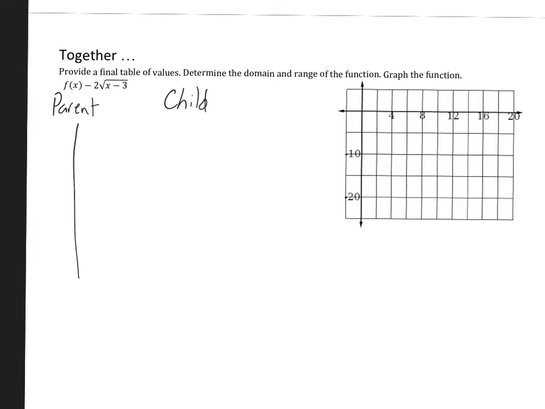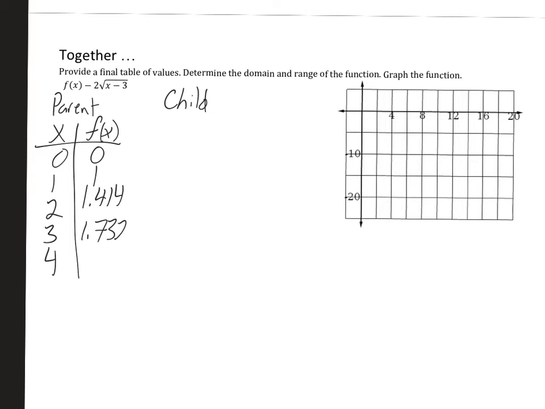So for the very first part, these are my x's, and then I can write f of x here. Same thing as before. You can use the same thing that was on that front page. So we have 0, 1, 2, 3, 4, and 0, 1, 1.414, 1.732, and 2. So you could use that. That is perfectly fine with me. For my child graph, again, we have x and f of x.